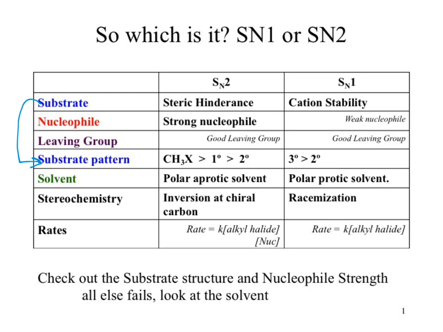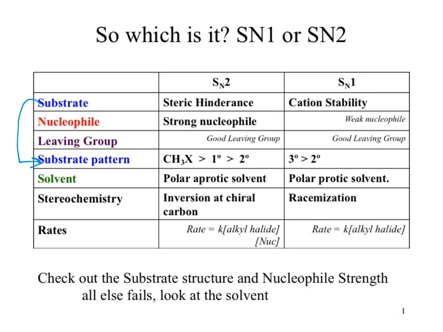The tertiary substrate is so sterically hindered that it will not react in an SN2 reaction, which means if you see a tertiary alkyl halide, what does that mean? It's going to be SN1. It cannot go under SN2 conditions. Okay, so we've got some way to eliminate one mechanism versus the other by looking at that substrate.